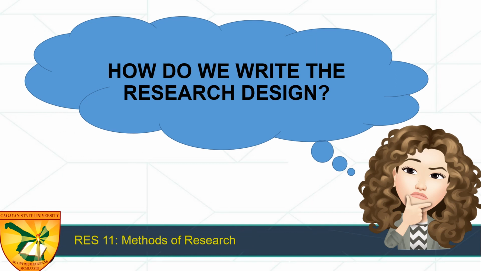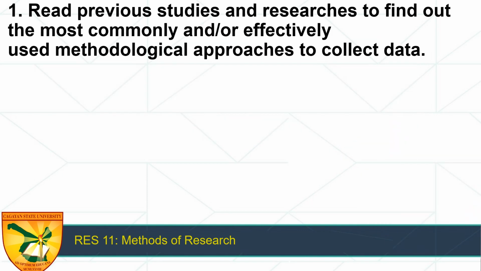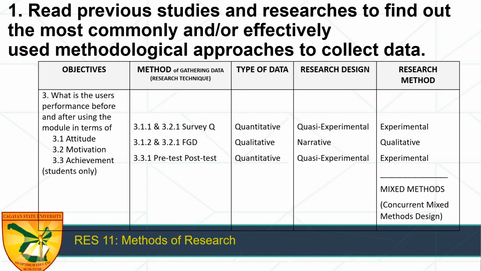Finally, we go to this. How do we write the research design in your chapter 3? So first, read previous studies and researches to find out the most commonly and or effectively used methodological approaches to collect data. Remember that one of the purposes of your RRL is to help you with your research methodology. So you need to select articles with similar research questions as yours and list down the data gathering tools used, the research design, and the methods stated and their reasons why they use this.